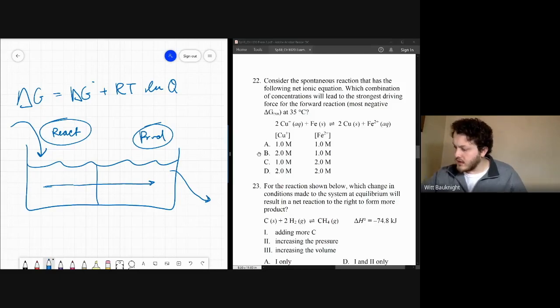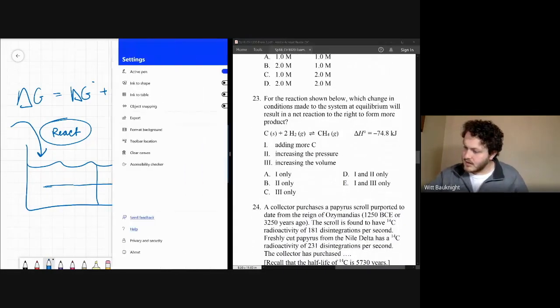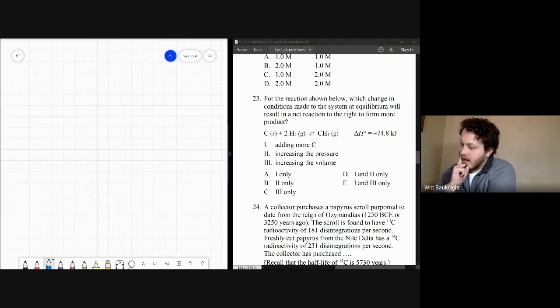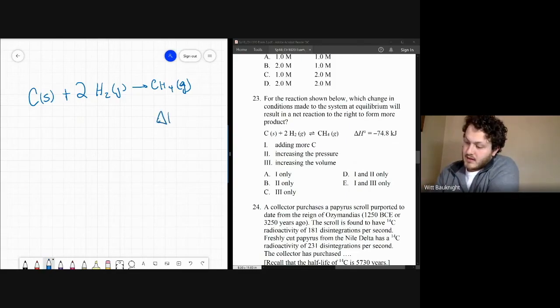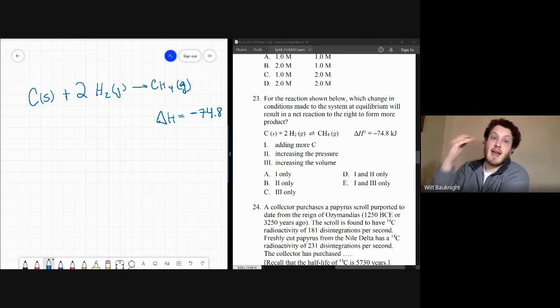All right, so for 23 is more or less Le Chatelier's principle. Now, we have this reaction. Copper, which is a solid, that's important, plus 2 moles of hydrogen gas goes to form methane gas. All right, and it lets us know that delta H is negative. This number doesn't matter. What matters is that it's negative, also known as exothermic.